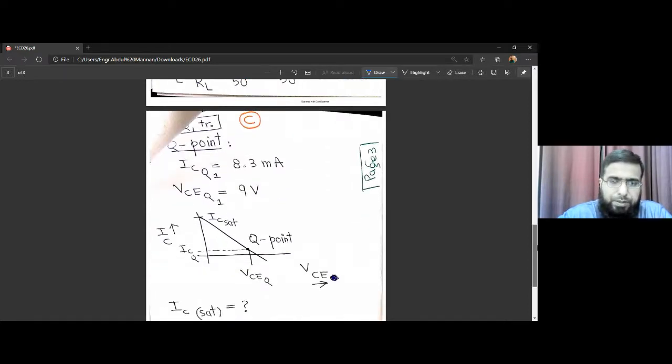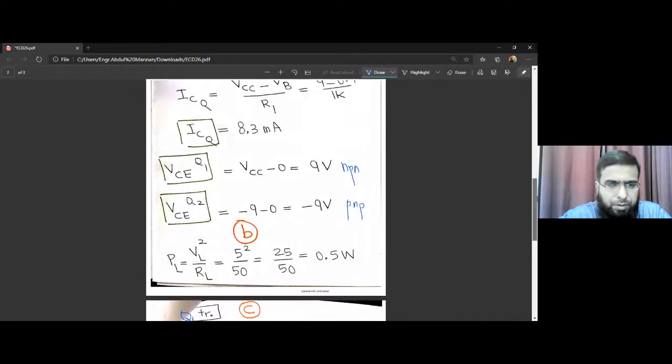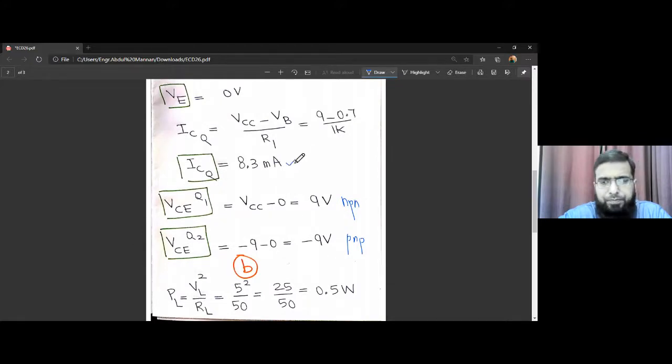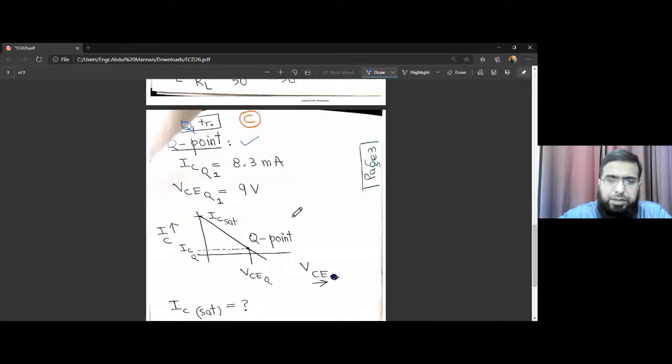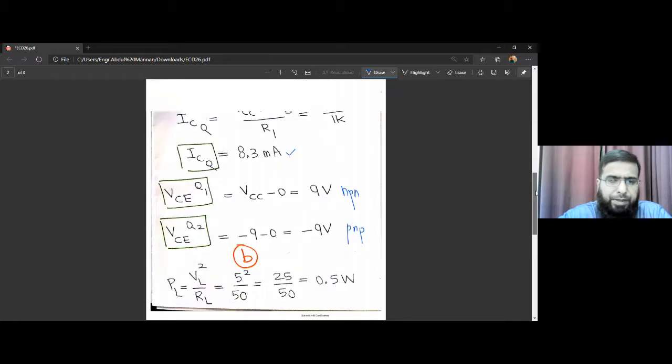And then we come to part C, where we have to find the Q point for transistor Q1. It's a misprint, it's Q1. For transistor Q1, we have already computed the ICQ in the last part, 8.3 milliamperes, and VCE of Q1 is 9 volts. We also computed this in part A, VCEQ. So we have already computed this Q point, VCEQ1 and ICQ.